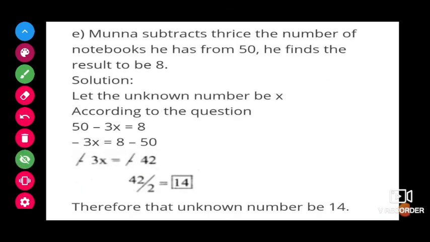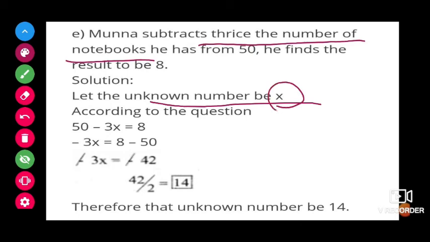Next one. Munna subtracts thrice the number of notebooks he has from 50. He finds the result to be 8. Here, Munna subtracts thrice the number of notebooks he has from 50. How many books he is having, we don't know. So let's take it as x, and thrice of this he subtracted from 50. So what is the equation? 50 minus 3x, then the result is 8, so is equals to 8.